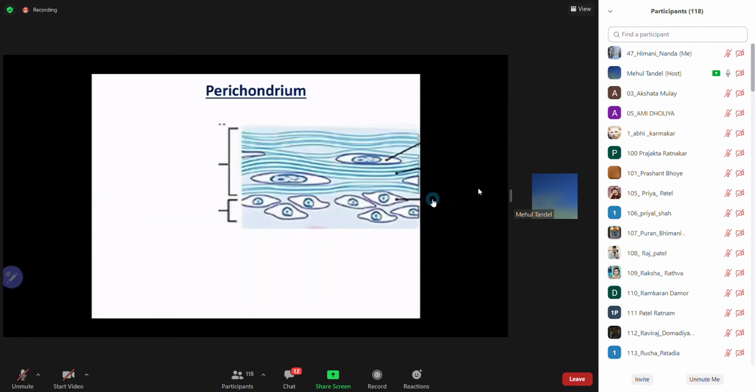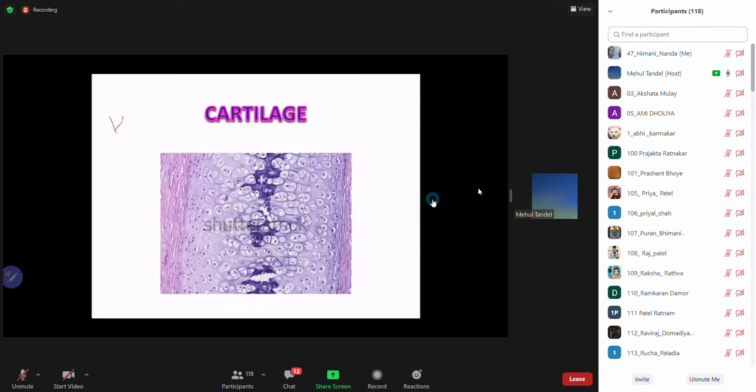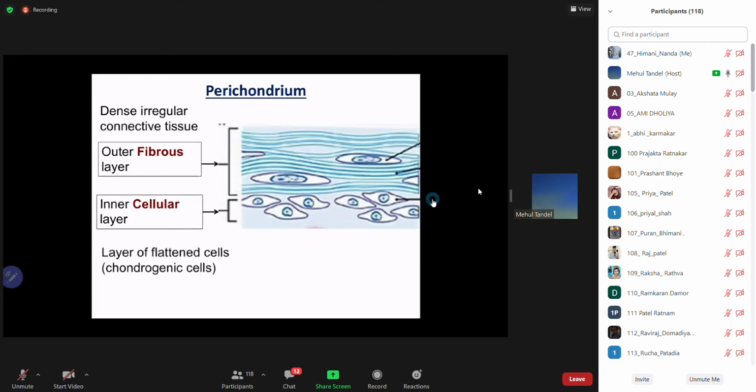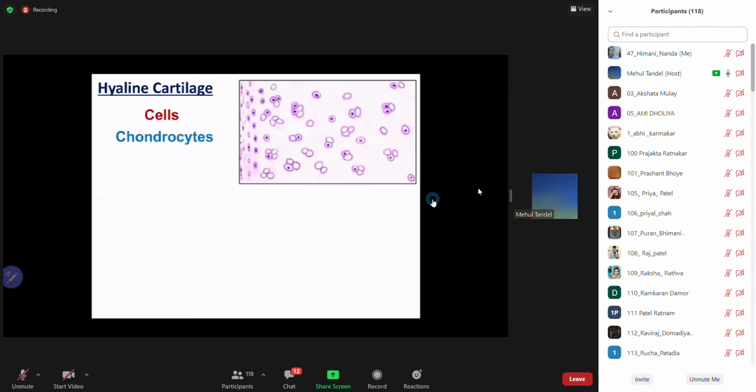Cartilage. In cartilage mainly two types are asked, hyaline cartilage and elastic cartilage. First, perichondrium is common for both, that we know. It has two layers: an outer fibrous layer of dense irregular connective tissue, and an inner cellular layer of chondrogenic cells, which help in growth of cartilage.